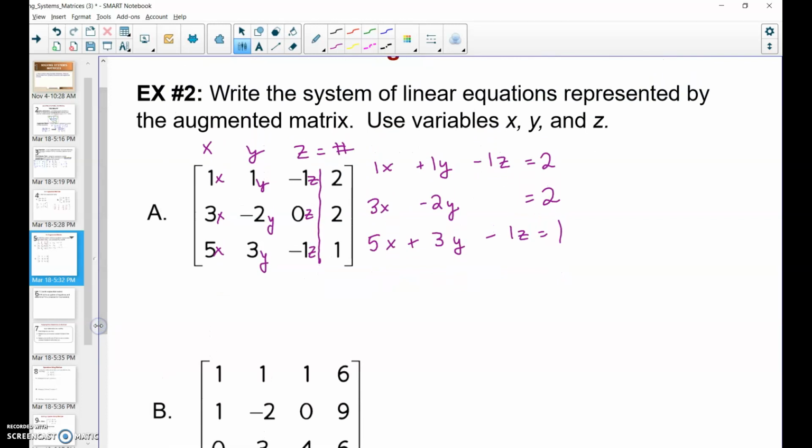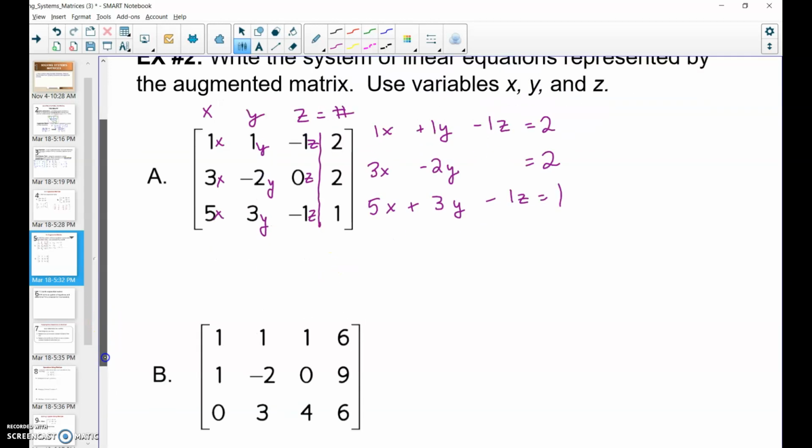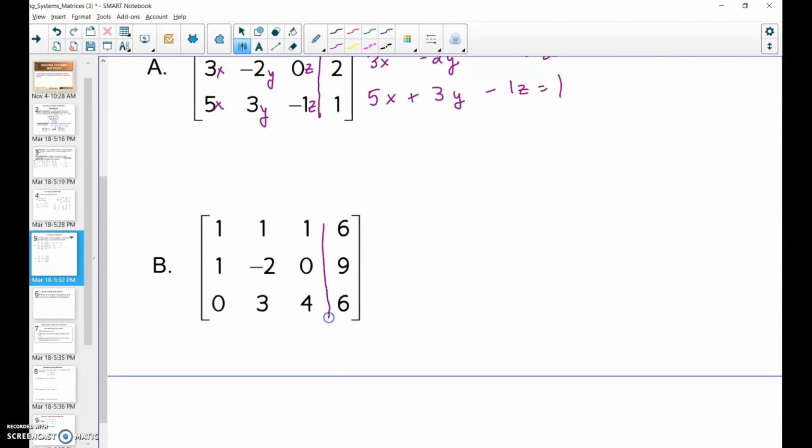Okay, if you're feeling confident with this, go ahead and pause it and you can try the second example. Same type of thing again. We have an augmented matrix. So I'm going to put that dashed line there. I have x, y, z equals a number. So I'm going to go ahead and label my first column as x, then y, and then z.